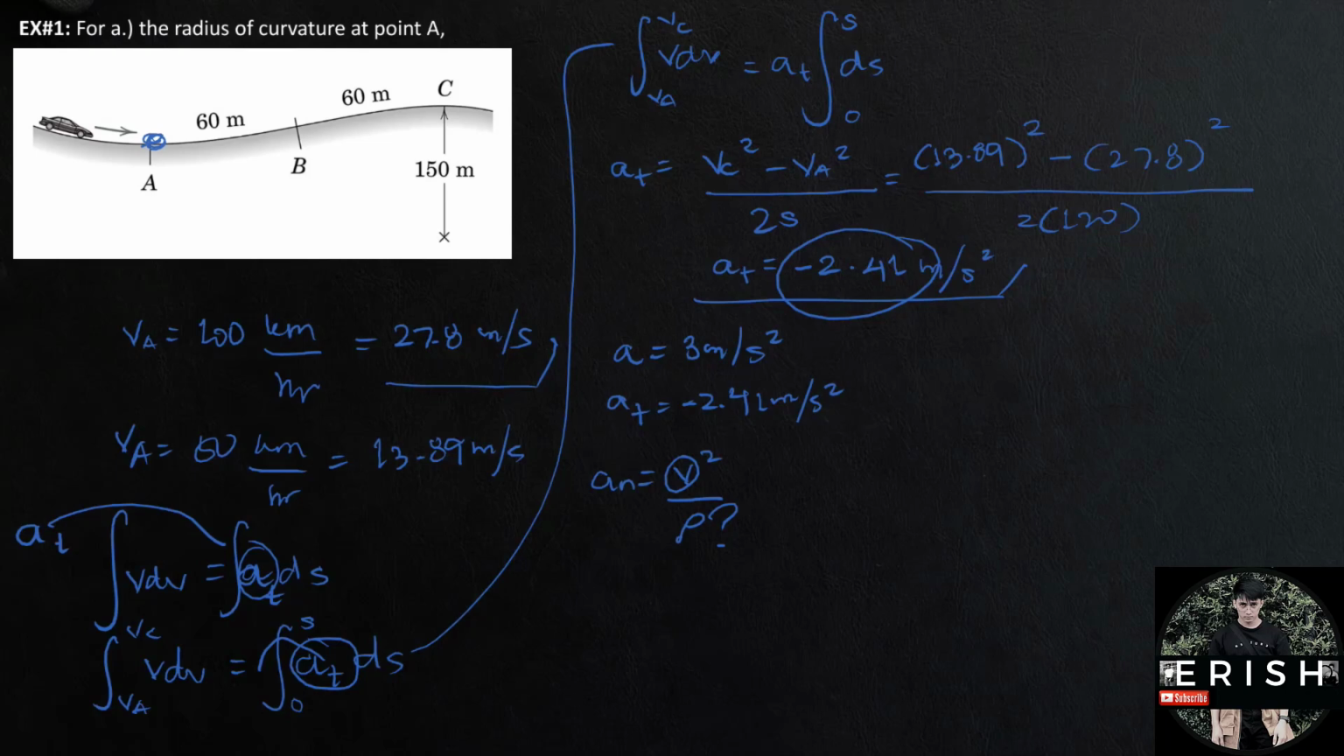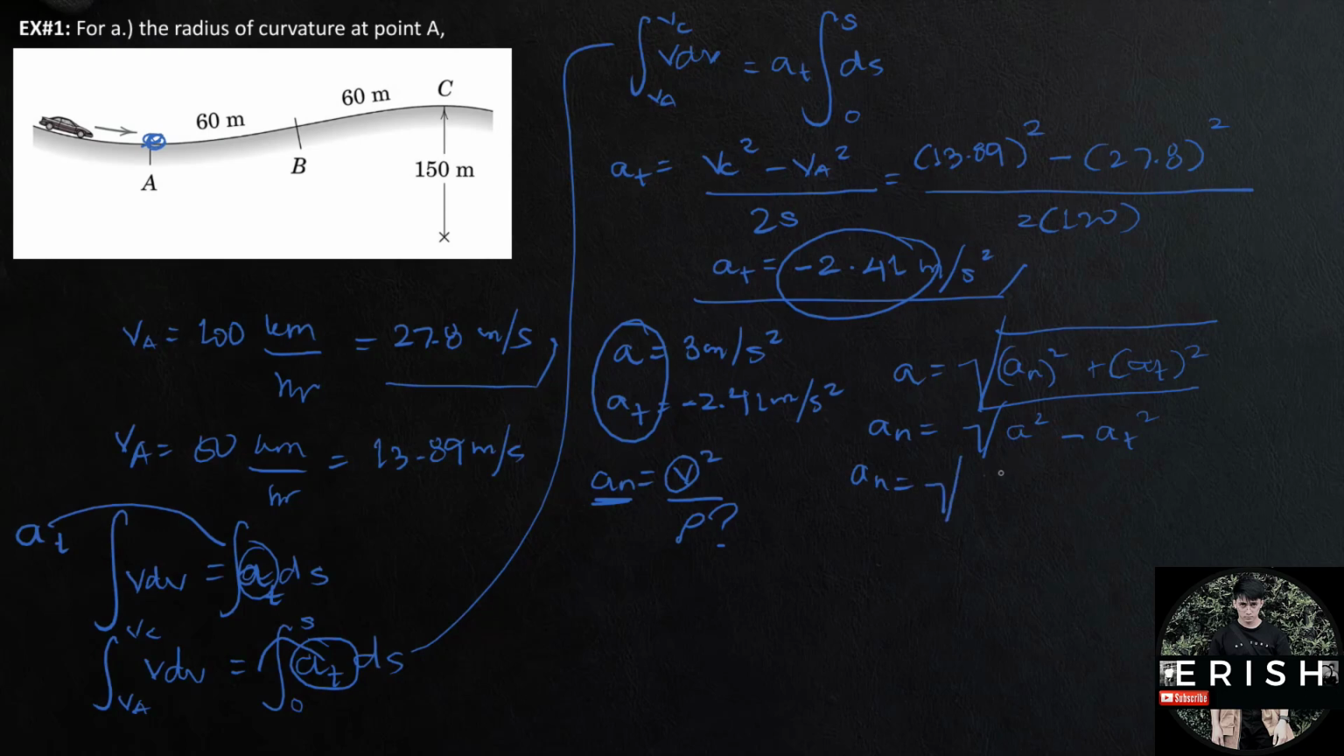Yung rho or yung radius of curvature natin, we need to find the value of the A normal natin. And ang gagamitin natin of course ay ito with the formula A is equal to square root of AN square plus AT square. Solving for AN is equal to the square root of A square minus A tangential square. Substituting the values, we have AN is equal to the square root of A natin is 3 meters per second square minus ang AT natin is negative 2.41 meters per second square. AN is equal to 1.785 meters per second square. Again, this is not our final answer yet.